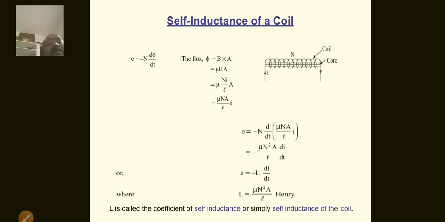So what is the minus mu n square A by L, which is equivalent to L, that is called the inductance, self inductance. So E is equal to minus L di by dt, where L is equal to mu n square A by L, whose unit is Henry, and L is called the coefficient of self inductance, or simply self inductance of the coil. This is about the self inductance.